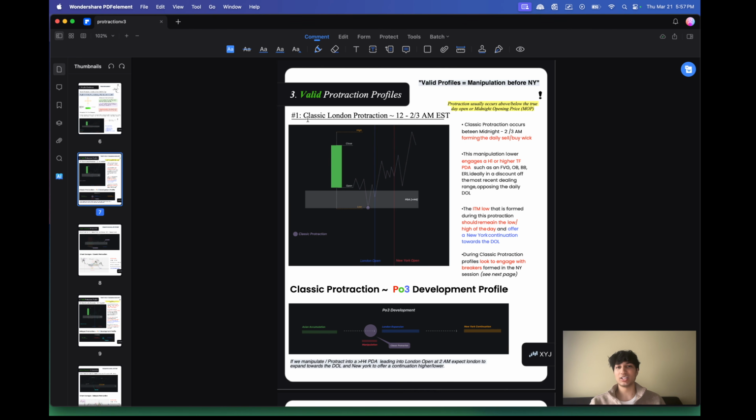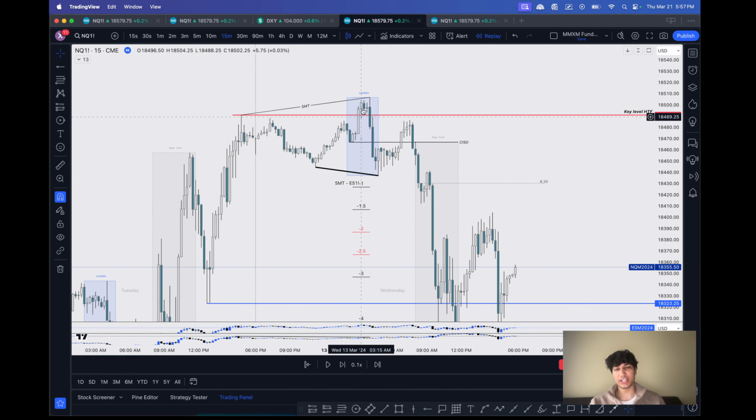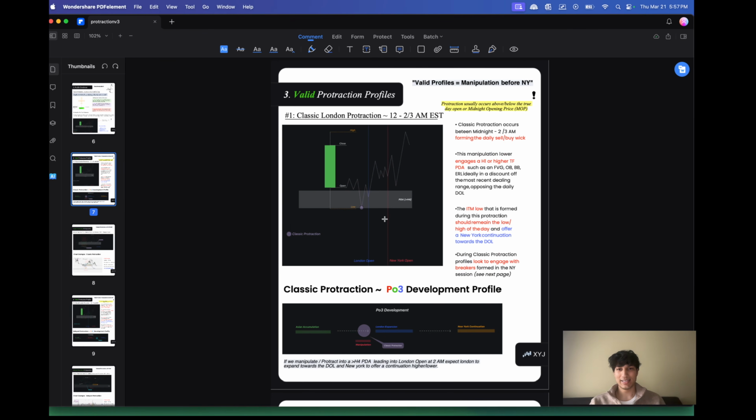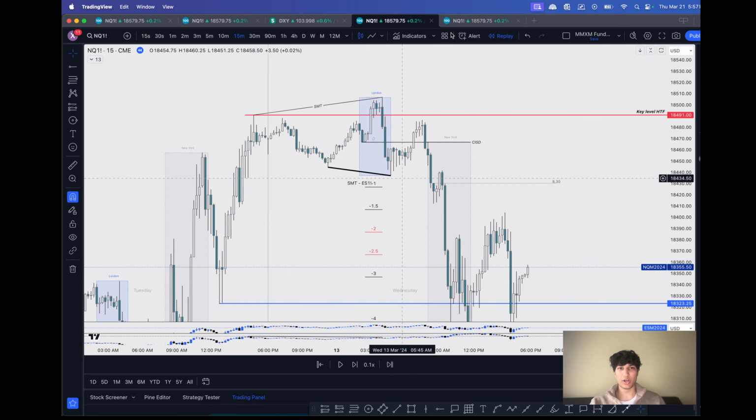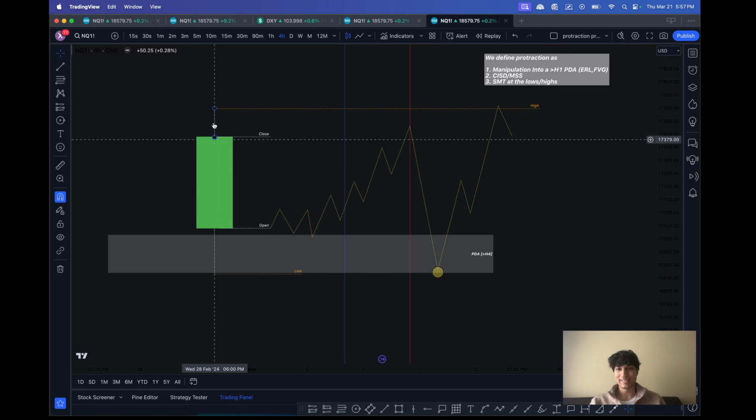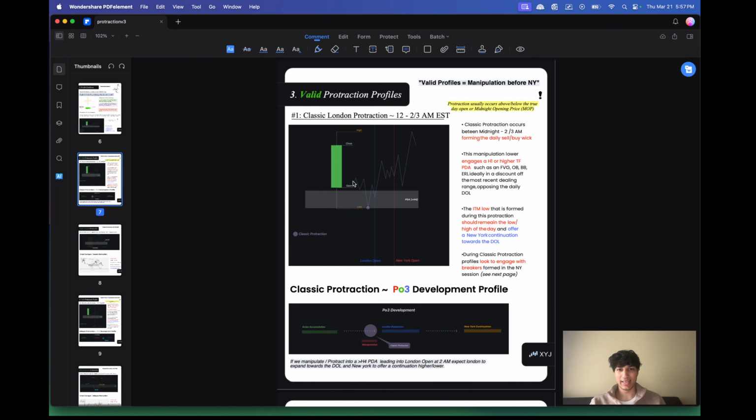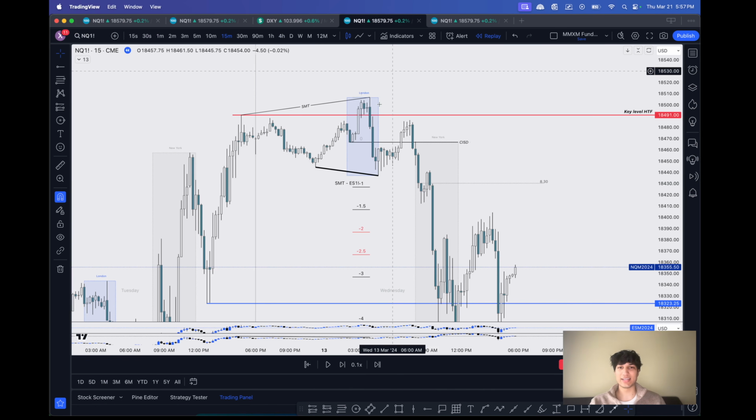I'm going to define this as a classic protraction because we can see this manipulation happens before a London expansion lower. Essentially, what we're doing is forming this high of the day, just inverse this, before breaking down and giving us a leg lower. In this case, you'll see it's a leg higher, but just reverse this for a bearish candle. So that's a very nice observation we have about London price action.